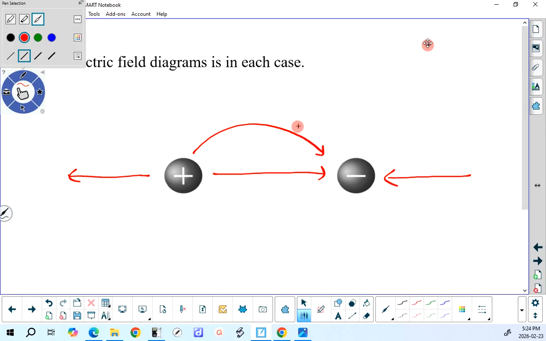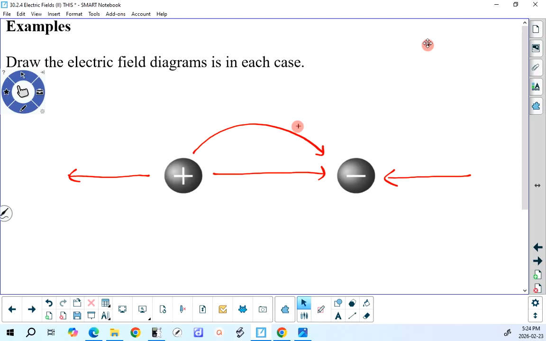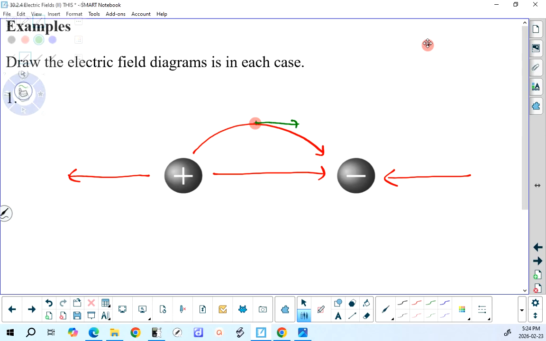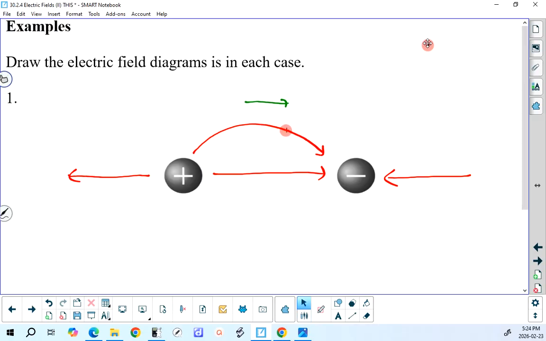And if I were to ask you what is the direction of the electric field here, I'll draw these individual directions in green. It's this way. What's the direction of the electric field here?